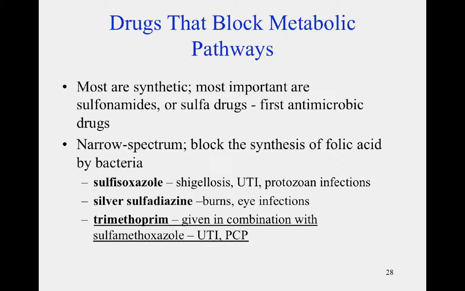Now, as far as the specific drugs here, they can be used to treat everything from urinary tract infections to bacterial shigellosis or protozoan infections. Also, a silver derivative of a sulfa drug can be used to treat burns, preventative for infections of burns, eye infections, and then trimethoprim for UTIs, for example.